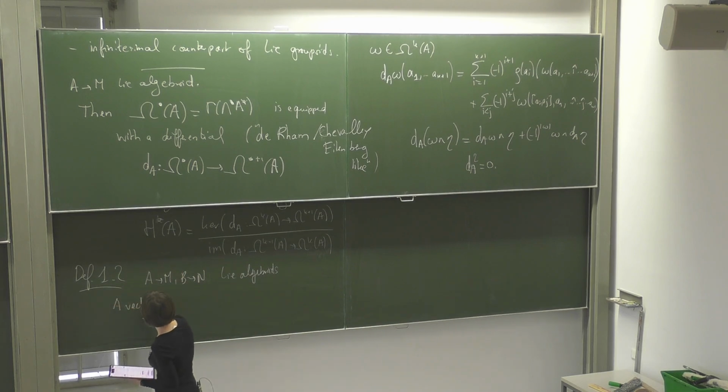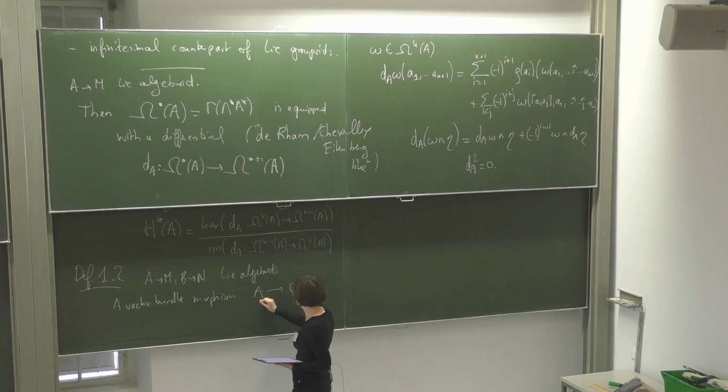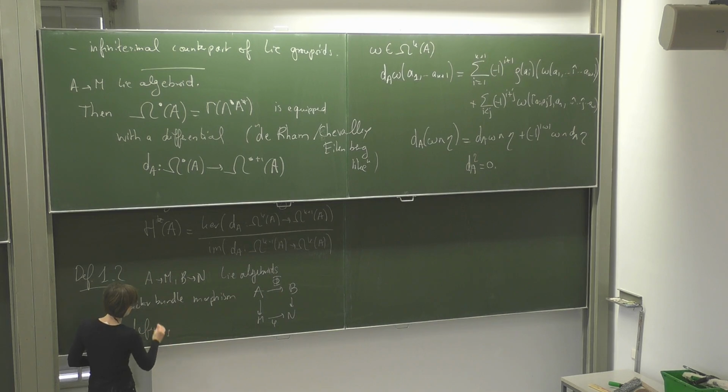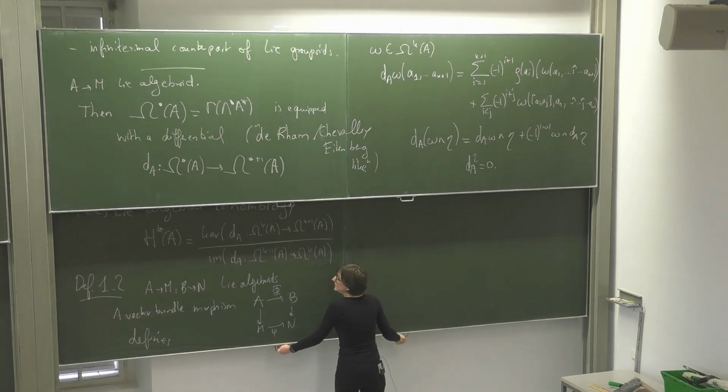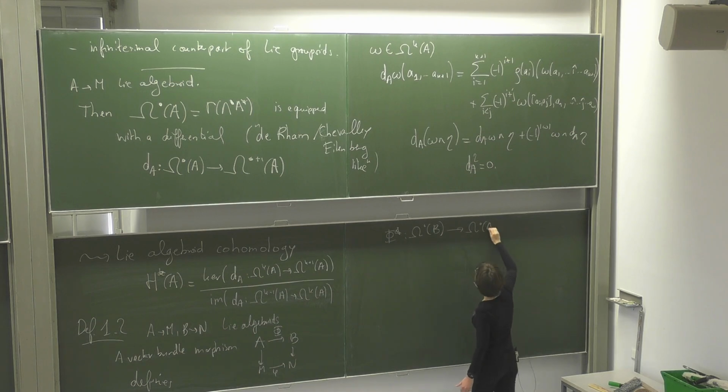So a vector bundle morphism phi over some little phi always defines a pullback on forms. So it defines a map on forms. I'm sure that you can guess the definition.